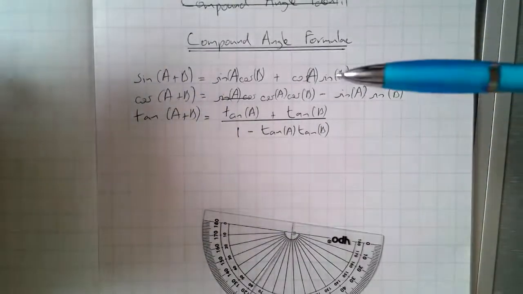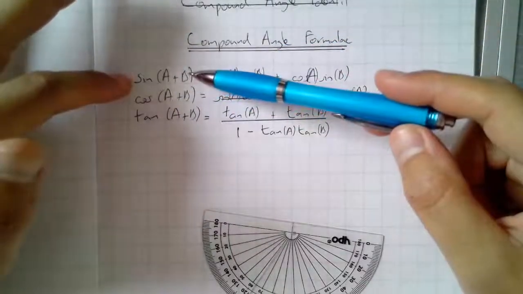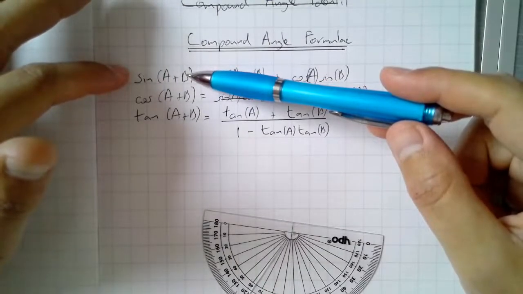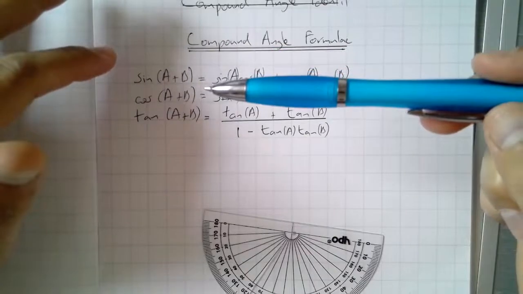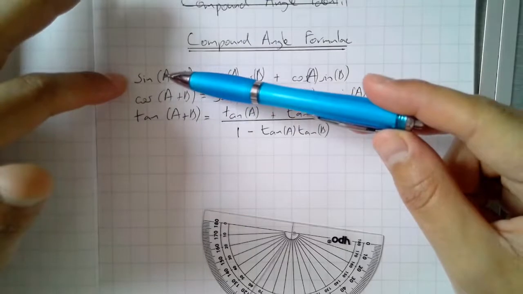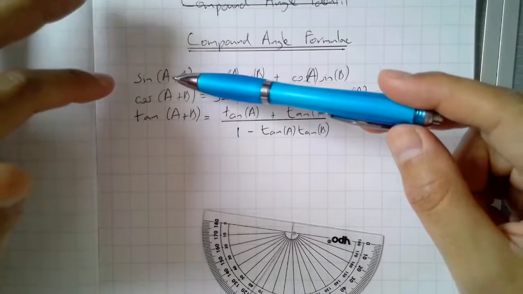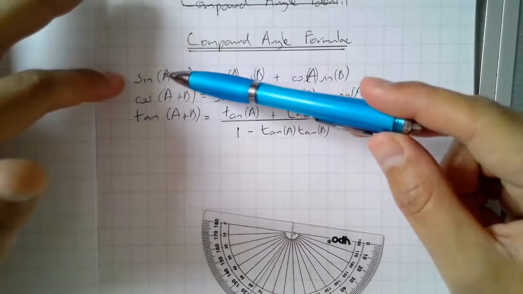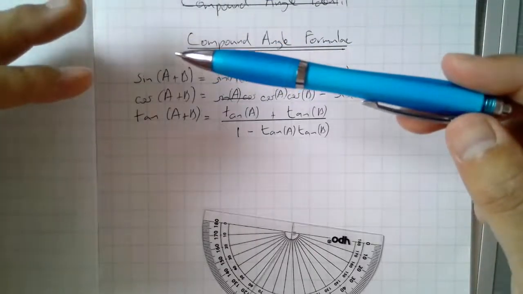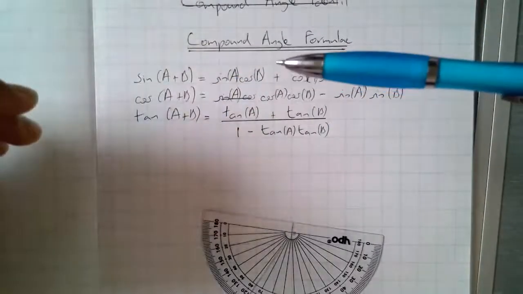So I can use these a couple of different ways. One way I could use it is if I wanted to work out what sine of 75 was. Sine of 75, I could let A be 45 and B be 30, that does equal 75, yes. And the reason why I might want to do that is because I know what sine and cos of 45 is, and I know what sine and cos of 30 are, so I could work out an exact value for this without a calculator, for example.